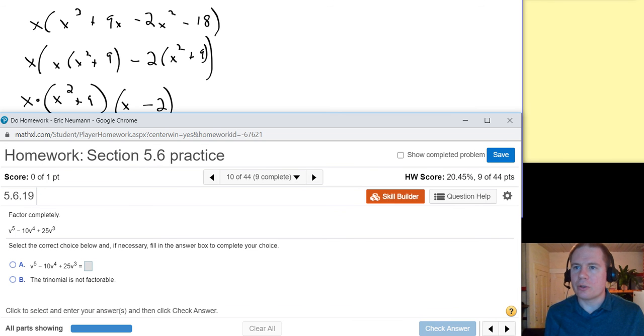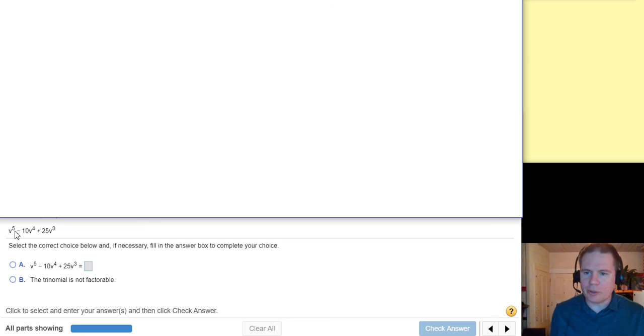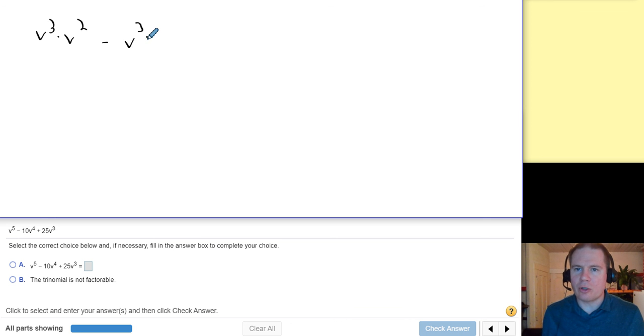All right, another one with a higher degree, but all those v's cancel. I can get v to the third times 2 more v's to get v to the fifth, v to the third times 1 more v here, and plus v to the third times 25. So that v to the third is a common factor. I'm left with v squared minus 10v plus 25.